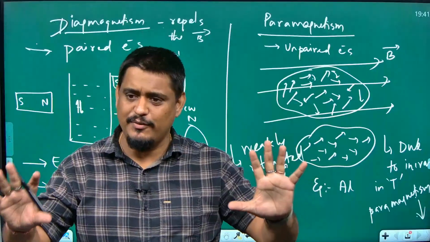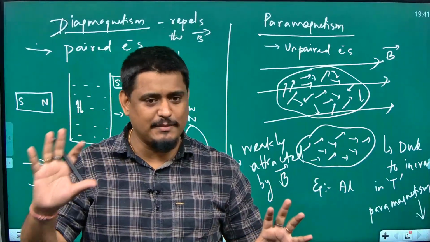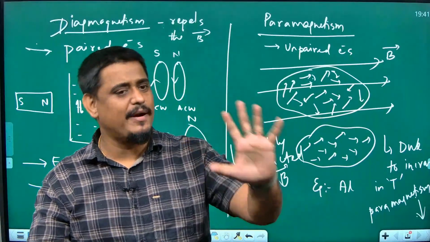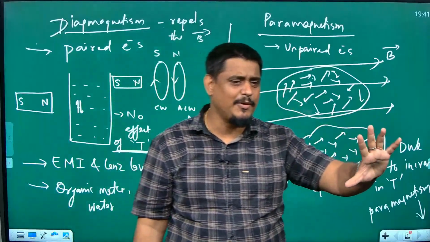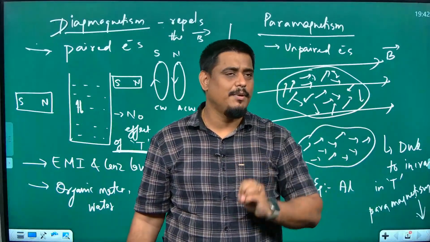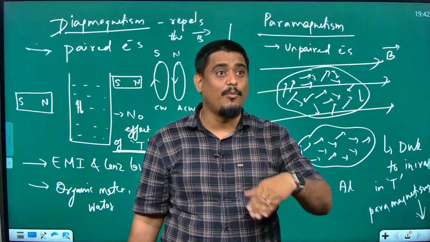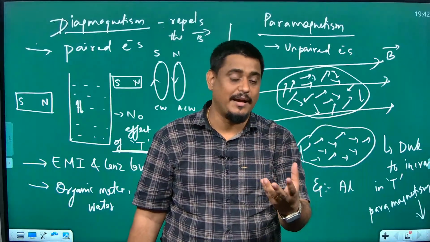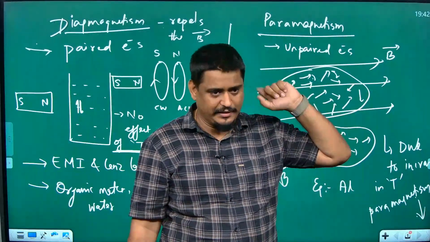Paramagnetic materials have unpaired electrons. Since we have unpaired electrons, we have a magnetic moment here. When we have all paired electrons, we have no magnetic moment here. But still, why does it repel the magnetic field? Because when you bring a magnet near to it, because of the principles of electromagnetic induction and Lenz's law, an opposing EMF, an opposing magnetic field, is created, which will repel the magnet. That's why it is repelling the external magnetic field.